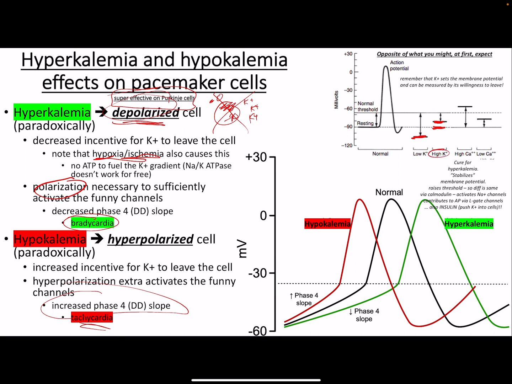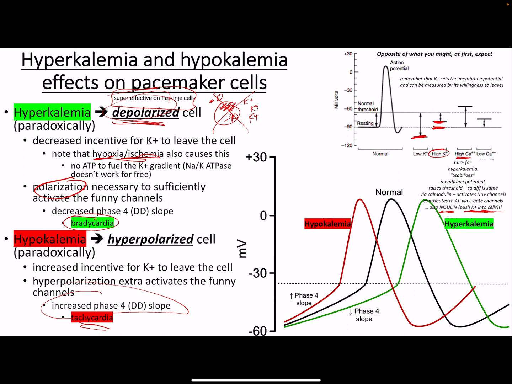Now, a cure for hyperkalemia is, one, just insulin. If you have insulin, you'll talk about this in the renal unit, it pushes potassium into the cell. So too much potassium outside the cells, well, good. Just get some insulin, it'll push them in. Another cure is actually calcium. So what does calcium do? Calcium does a couple different things. One, it contributes a little bit to the depolarization of our pacemaker cells through the calcium channels. Two, it can stimulate the sodium channels directly by binding to calmodulin and stimulating the calcium channels.